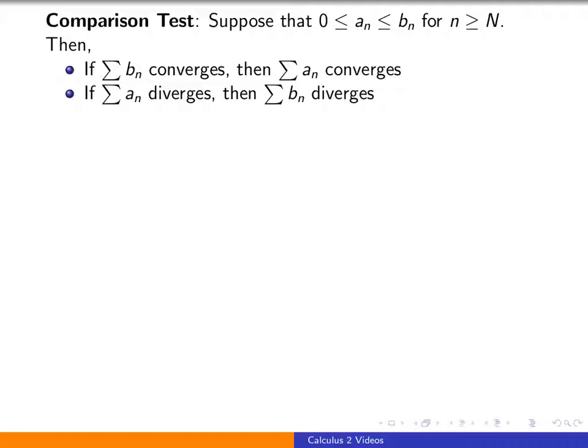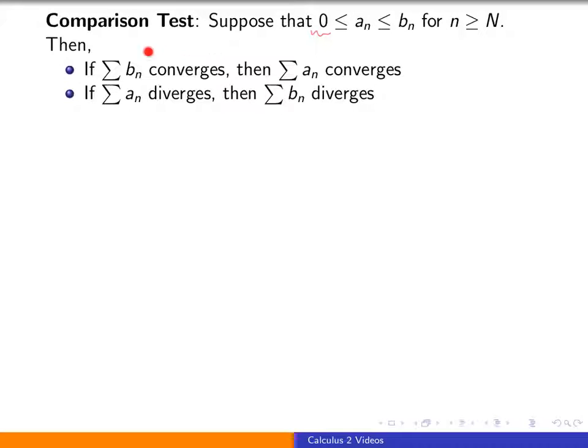The comparison test states that if you have two series where you're summing up the a sub n and the b sub n, which are all positive terms, so that's a very important observation, and additionally, the a sub n is always smaller than or equal to the b sub n. Then we have the following two conclusions.